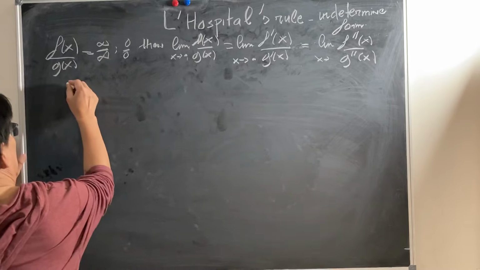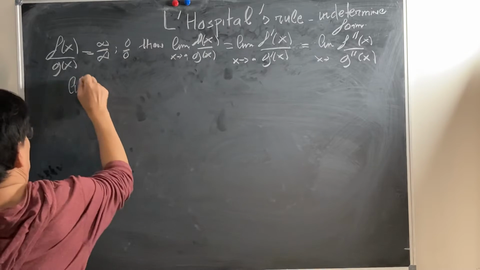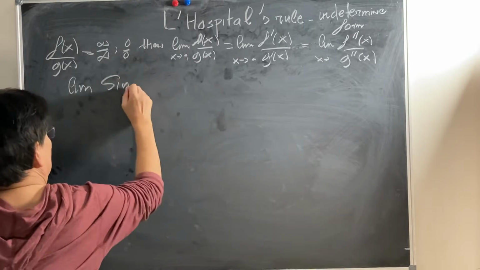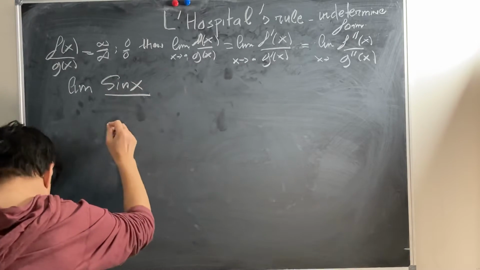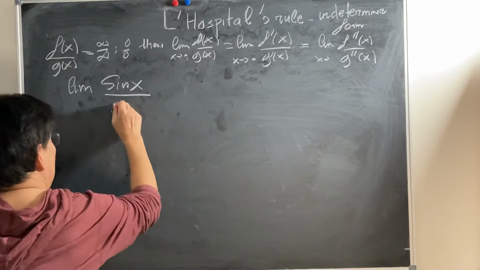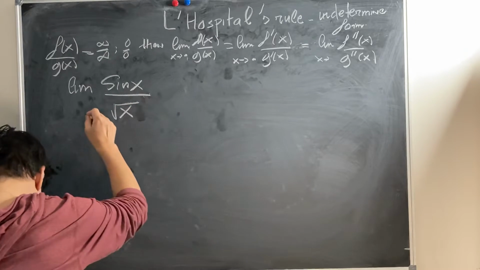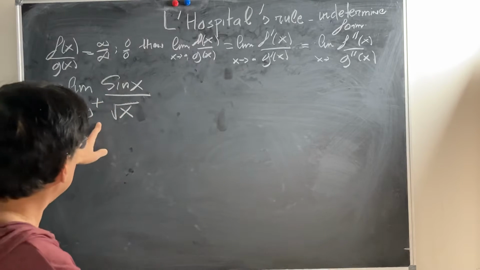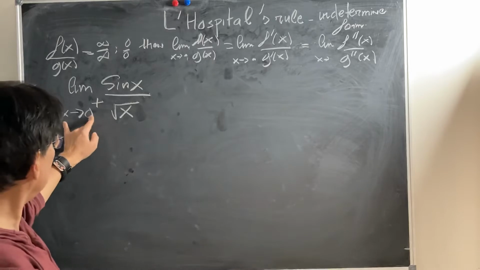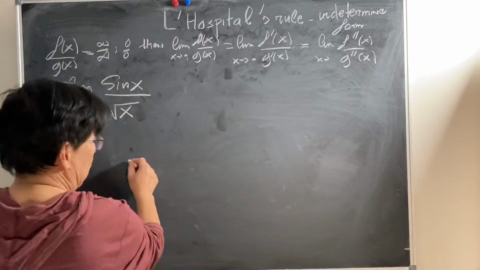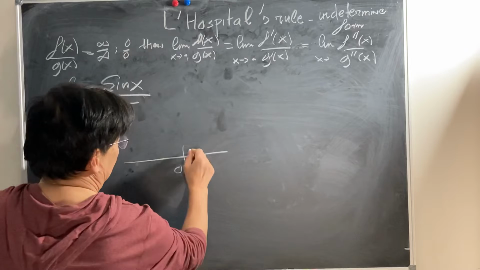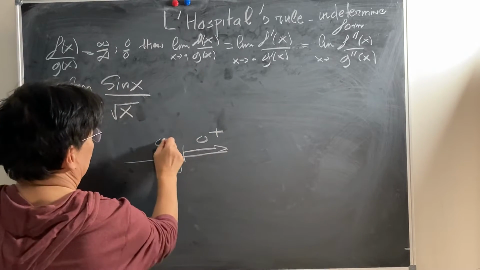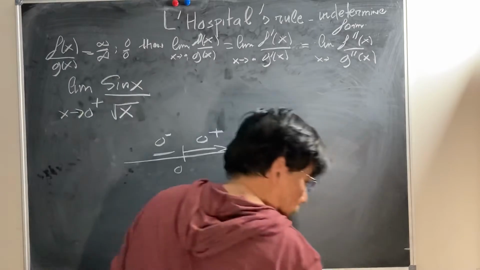Let's say the limit of sin x over square root of x, as x goes to 0 plus. Look at the problem. As you go to 0 plus, that means on the right side of 0. Here is 0, and if you go from here to here, that is called 0 plus, and if from here to here, that's 0 minus. So 0 plus is the right side of 0.